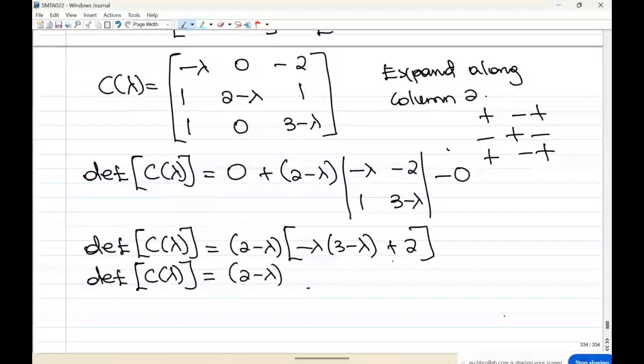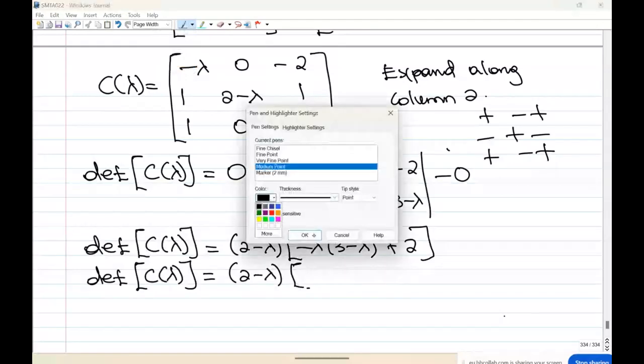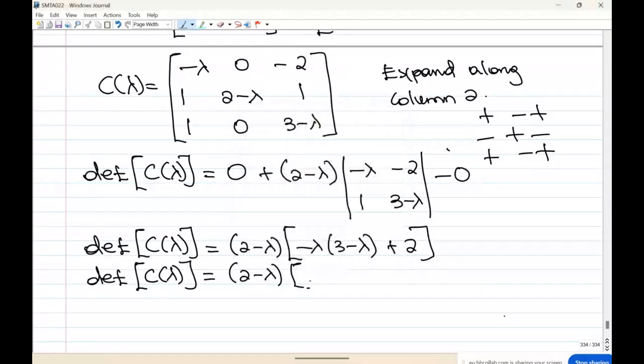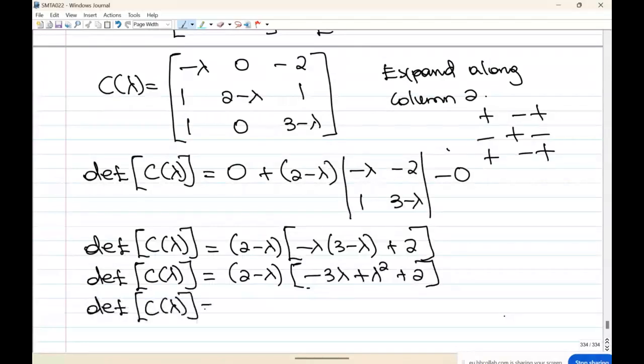Then what about this? What are you going to have inside the bracket? What is lambda going to be? Lambda squared minus 3 lambda plus 2. Okay, then we have the determinant of C lambda of this.